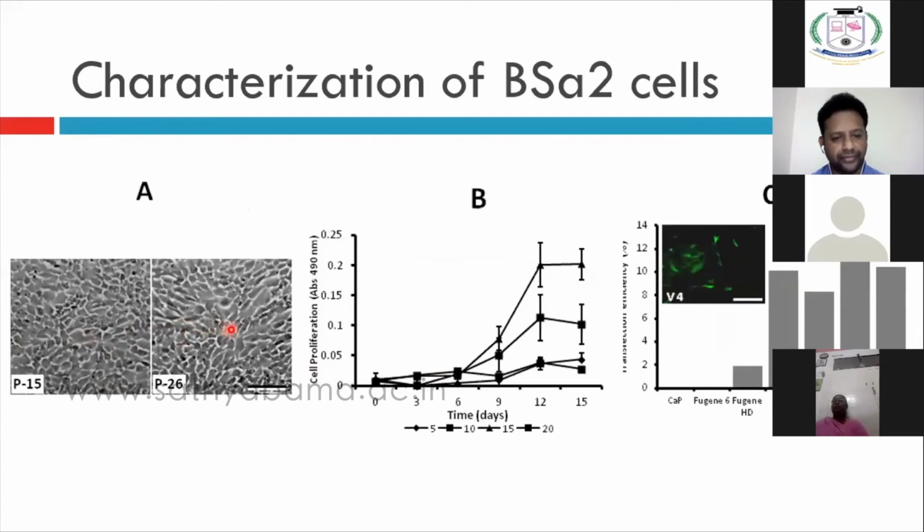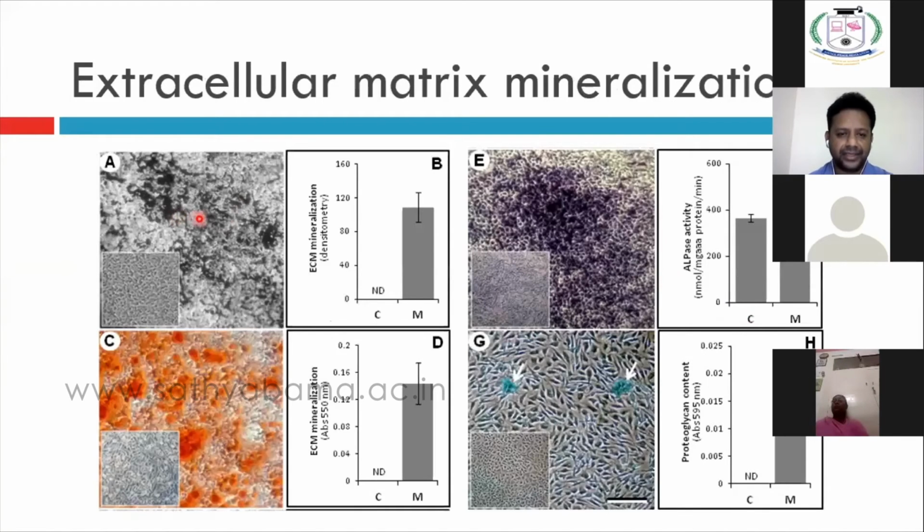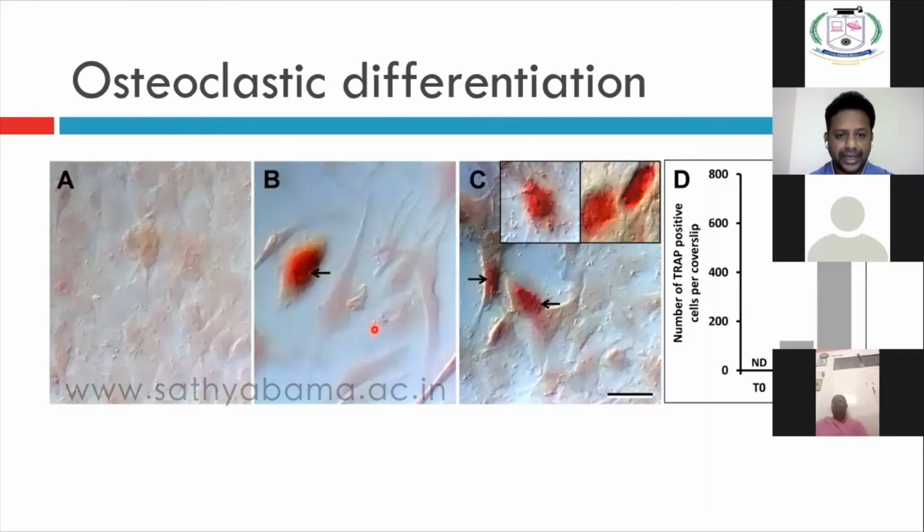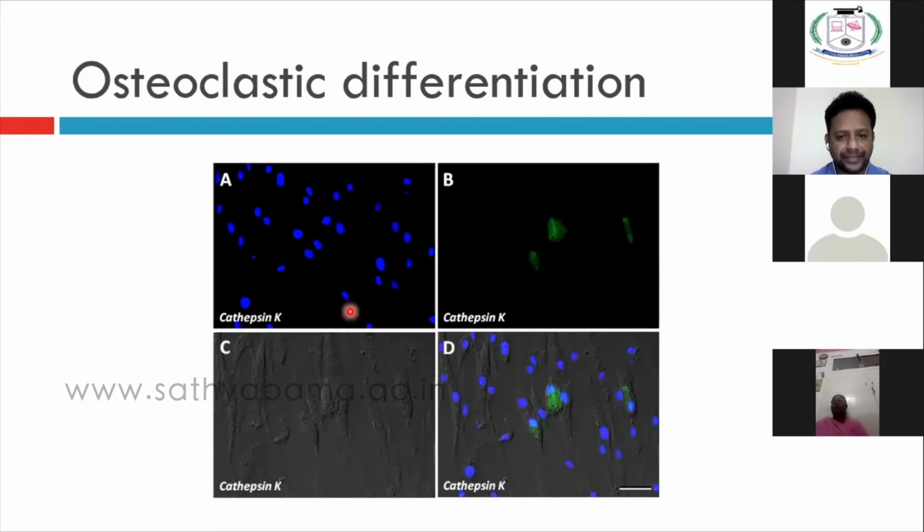which is showing the phenotype. Then again we checked for cell growth and proliferation, and then transfection. Then we checked for bone differentiation potential. Then we confirmed with various protein markers, specifically for bone. And these cells are also able to differentiate into osteoclast.